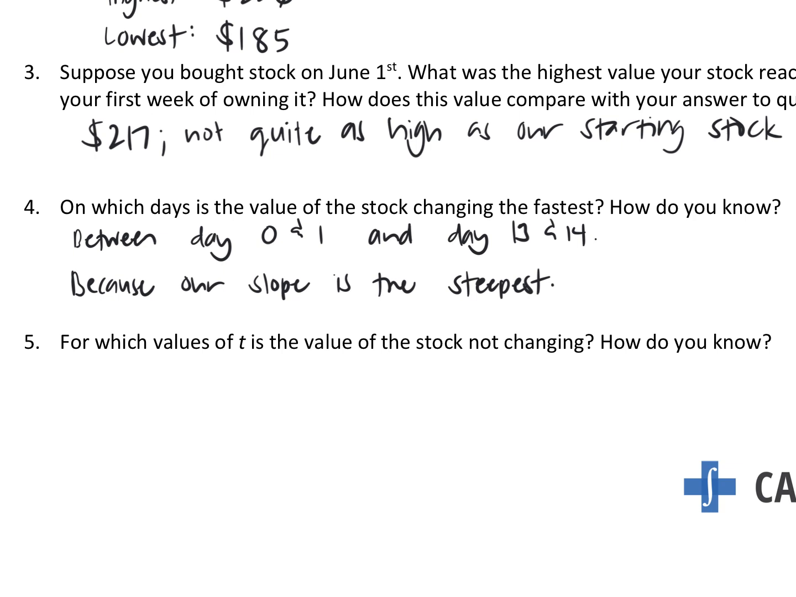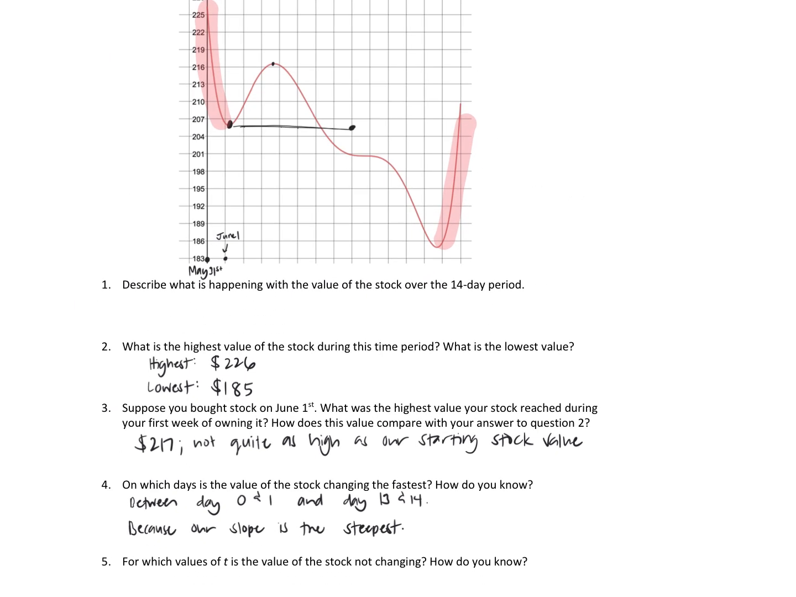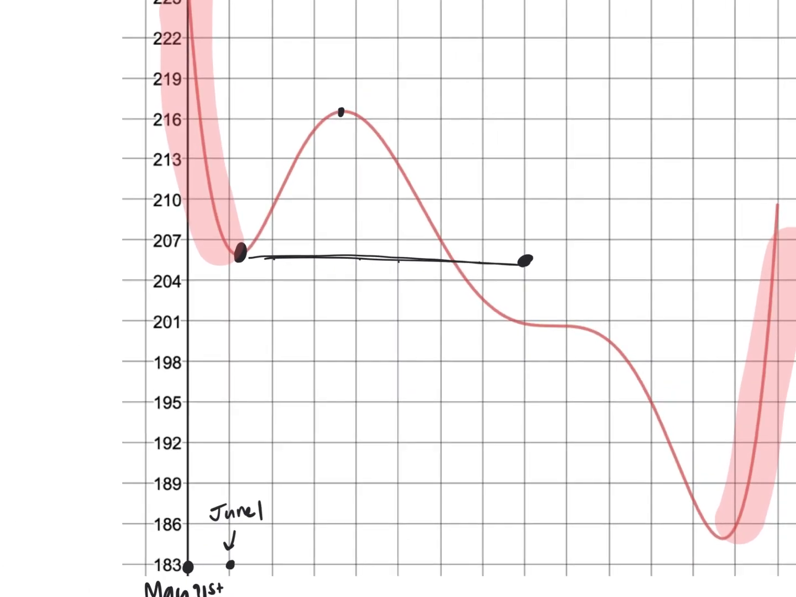And the last question is, for what values of t is the value of the stock not changing, and how do you know? So if we go back up here and look at our graph, where is the stock stationary for just the tiniest second before it shifts? About 1.25. Yeah, at about 1.25, so about this point right here, right?